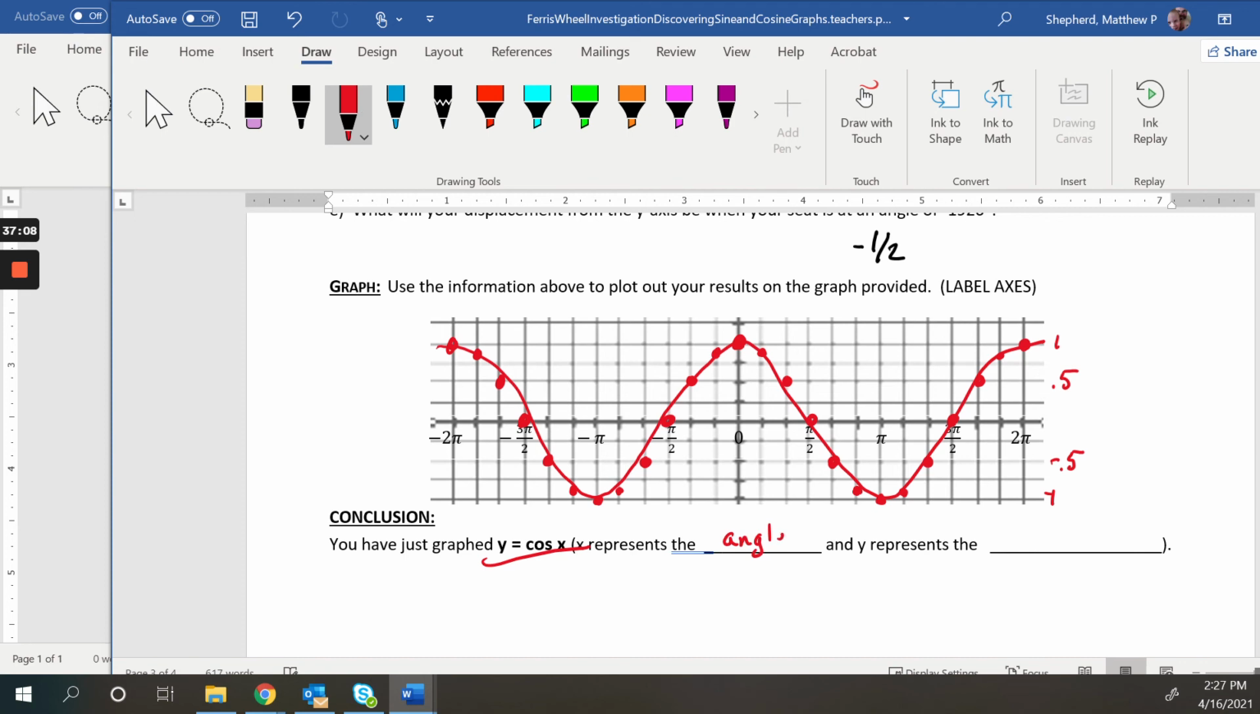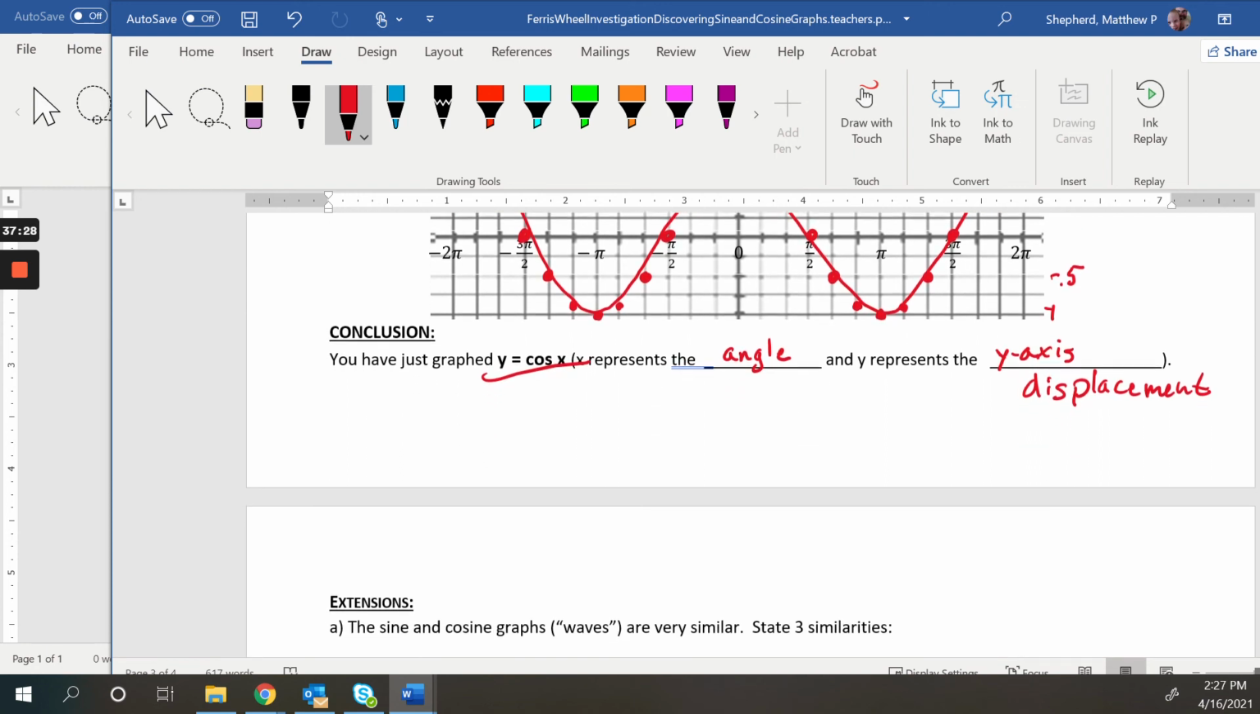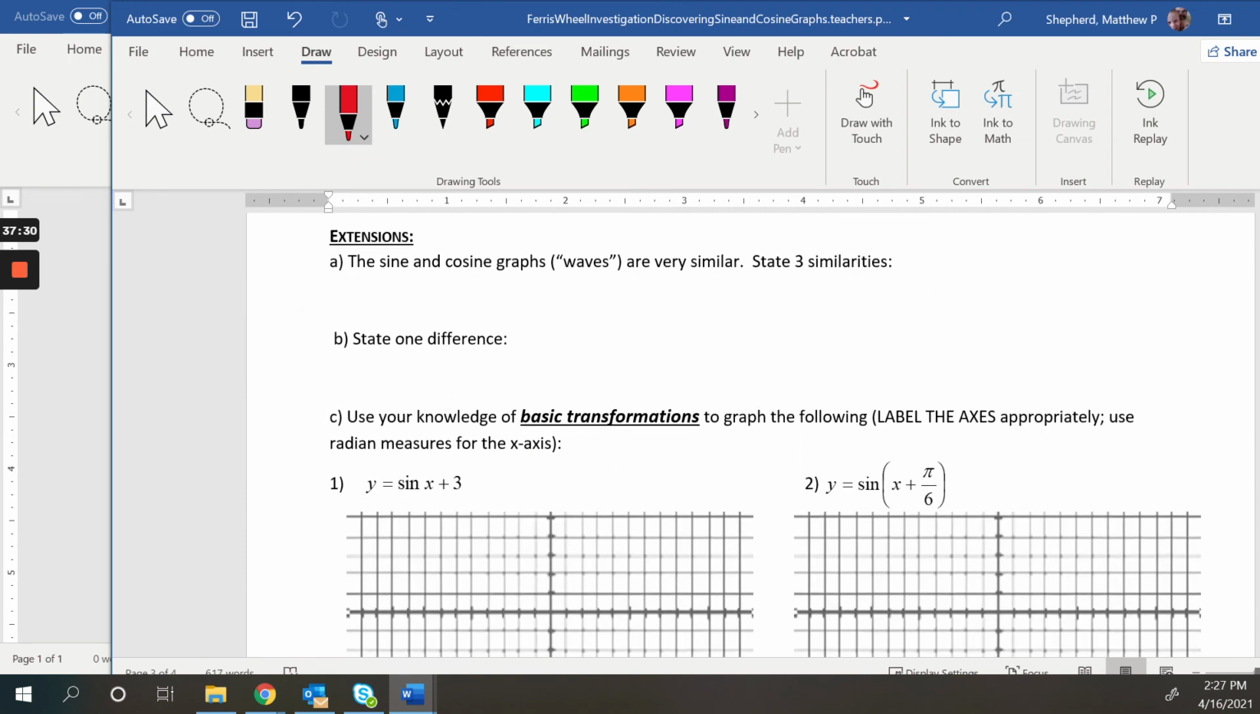Once again, these were the angles, but the y represented a y-axis displacement, or in other words, how far away were we from the y-axis? And if we were behind it, then we showed that as a negative. Now that's the cosine. All right, now I'm going to finish up these notes here. I'm going to give you a few suggestions on how to finish those graphs.